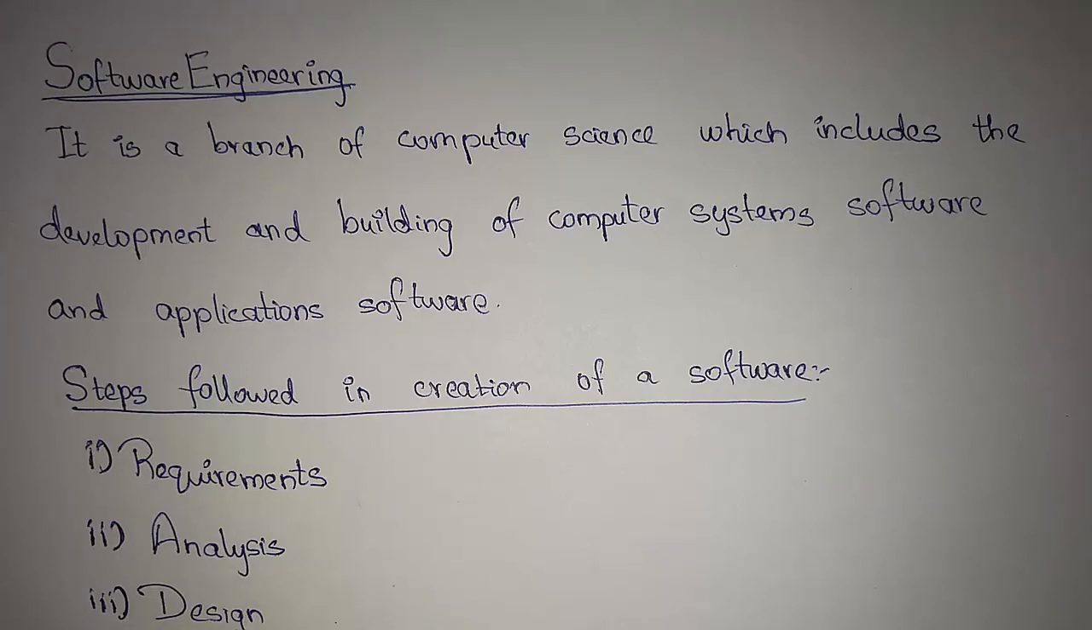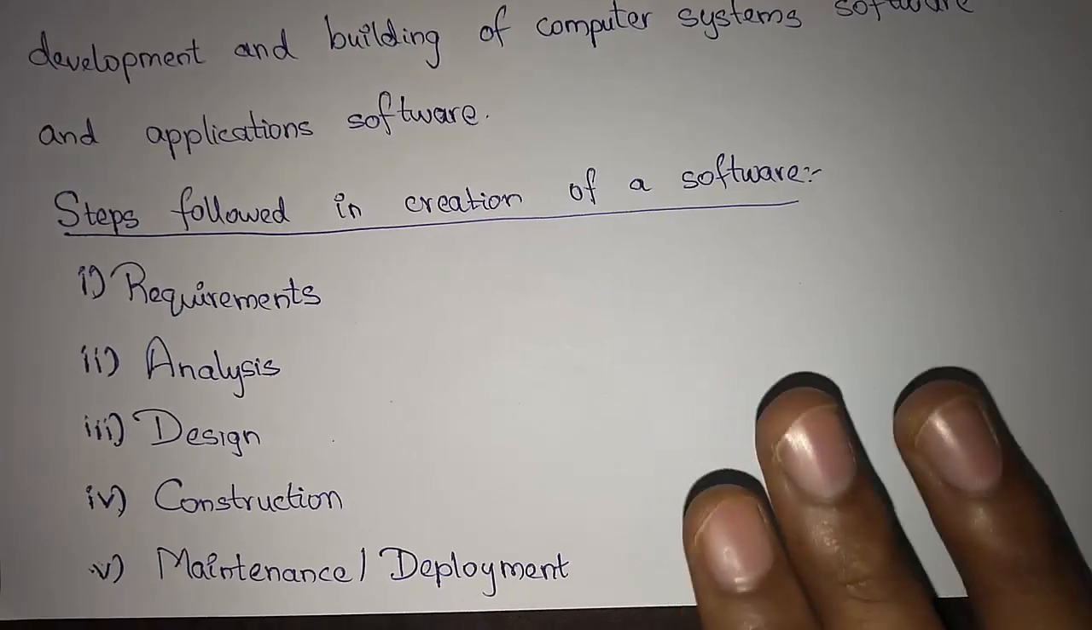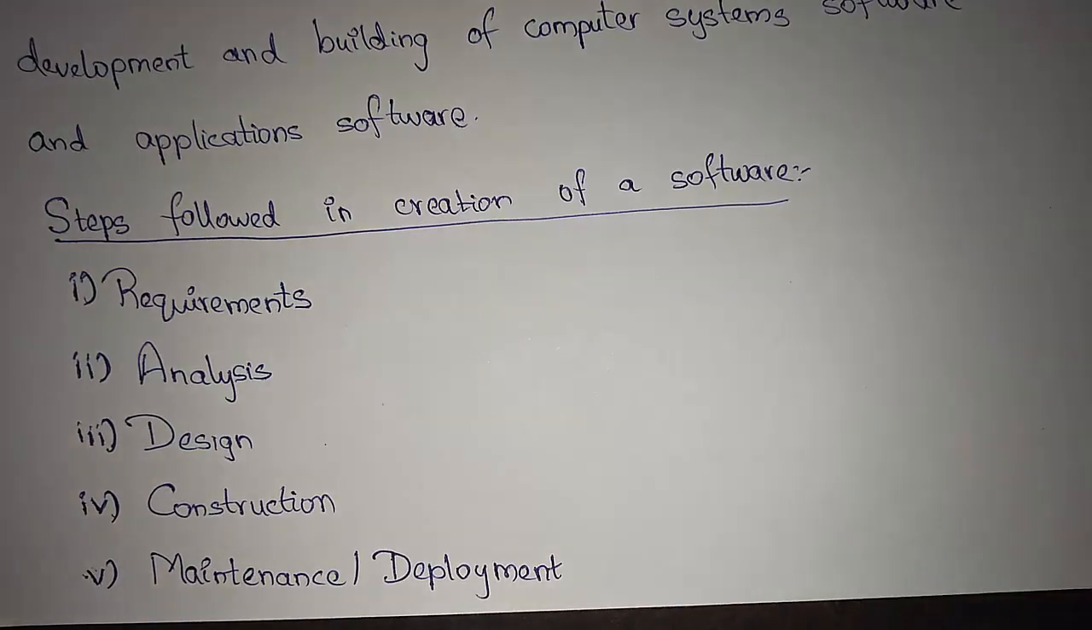When we are developing software, we might go through many problems such as exceeding timelines, exceeding budgets in the development, and reducing levels of quality. To overcome all this, we need software engineering, where we involve systematic study of every concept. The steps followed in the creation of software are requirements, analysis, design, construction, and deployment and maintenance. Actually deployment comes first and then comes maintenance.